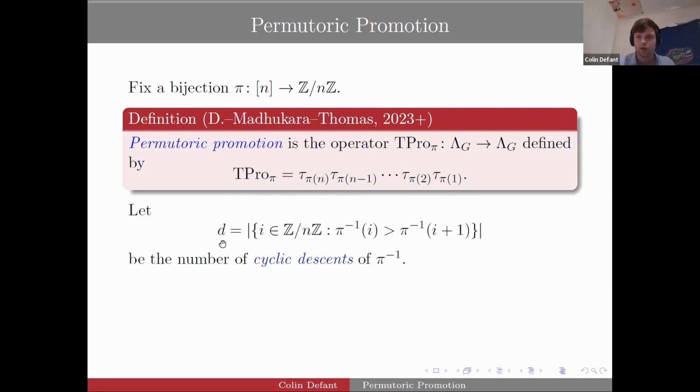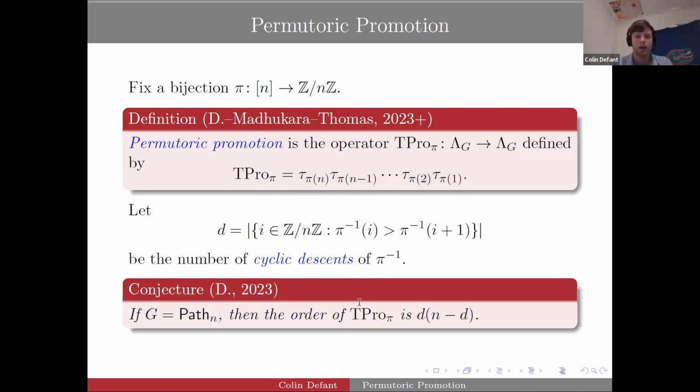So it turns out to be relevant to consider the number of cyclic descents of pi inverse. So this I'll call d. So this is the number of indices i in Z mod nZ such that pi inverse of i is greater than pi inverse of i plus 1. And the conjecture I made is that if G is a path graph, then the order of this permutoric promotion operator is just d times (n minus d).